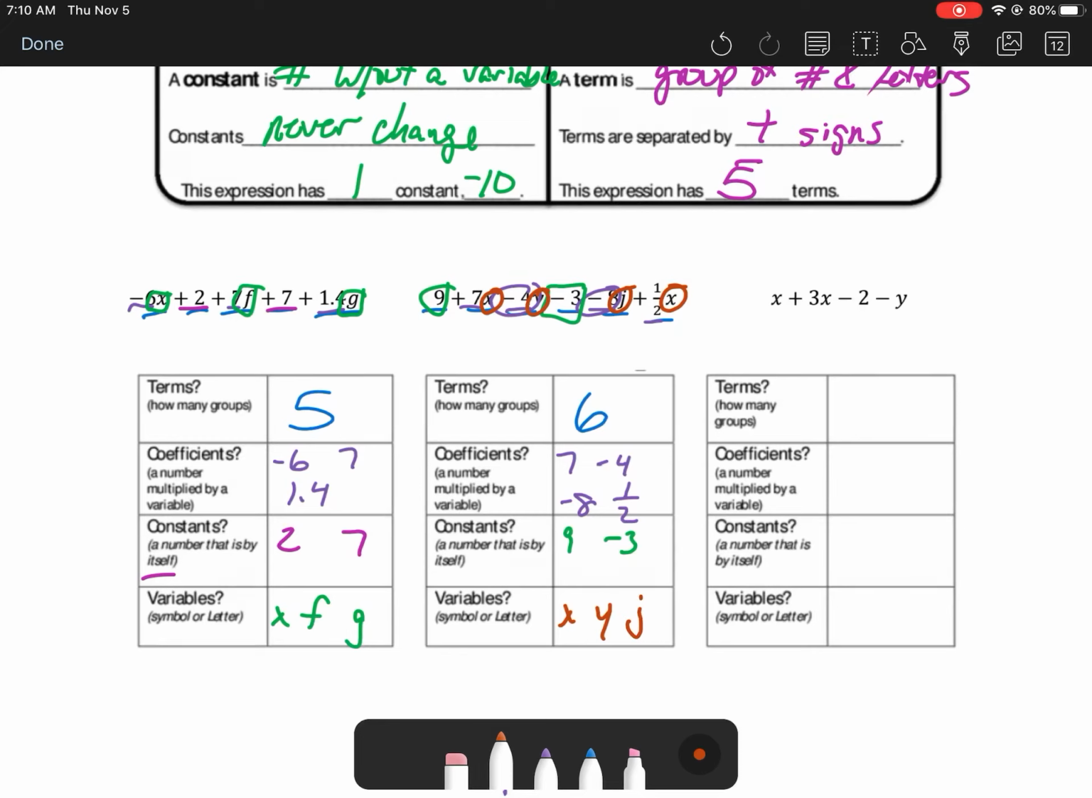And then for the last one, how many terms? 1, 2, 3, 4. What are my coefficients? There's nothing in front of this X here, except there's a hidden little 1. I have 3. And again, there's a minus Y here. There is a 1 in front of that Y, so we have -1. What are my constants? Just a -2. And my variables, I have X, another X, and a Y. So you can say X and Y.